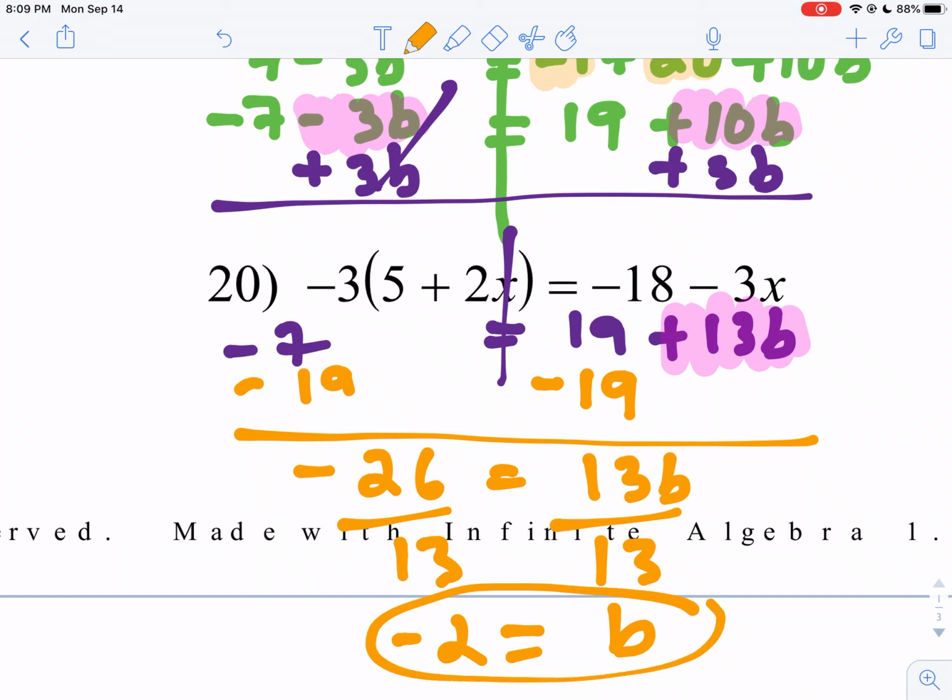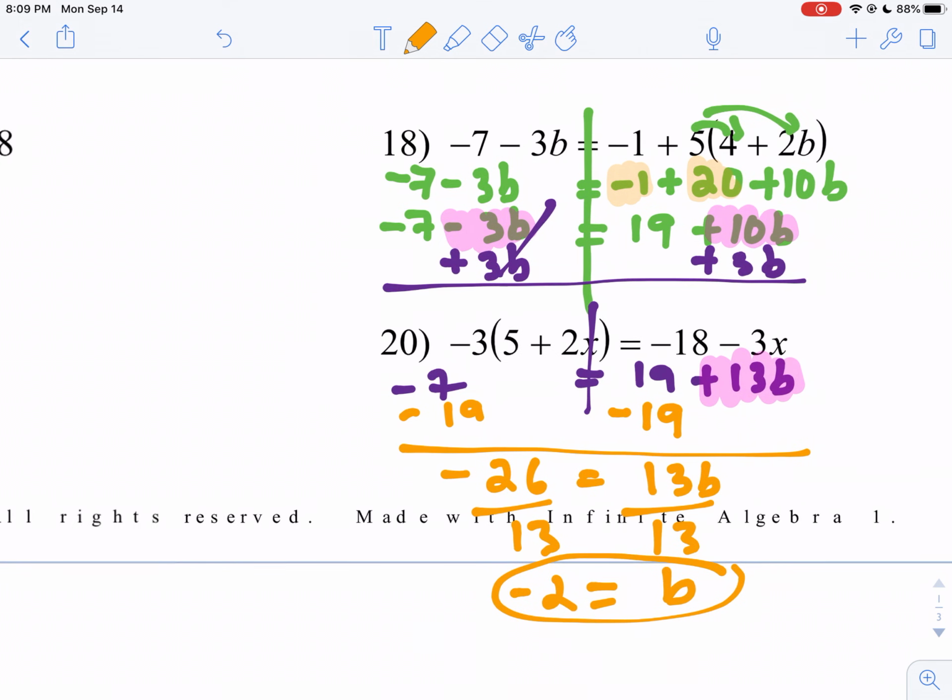All of these answers are nice. I usually tell the students, if you have a fraction or a decimal as the answer, most likely you have made a mistake somewhere, and you just have to go back and either check your work or redo the problem and make sure that you don't make any mistakes, and you should be able to get a nice whole number.